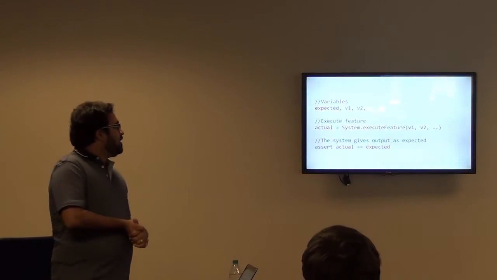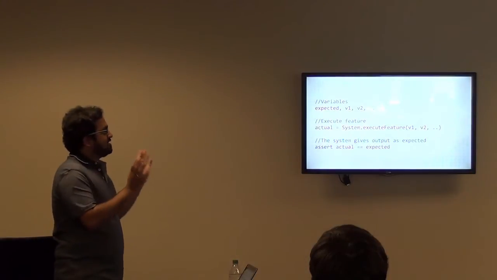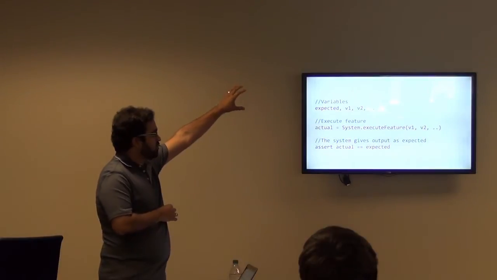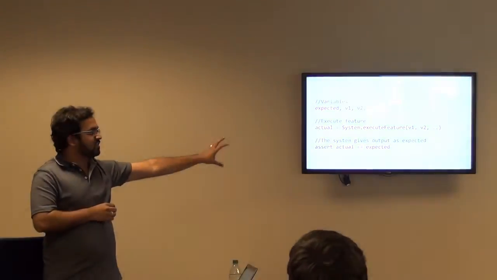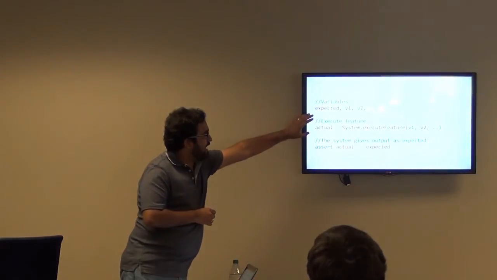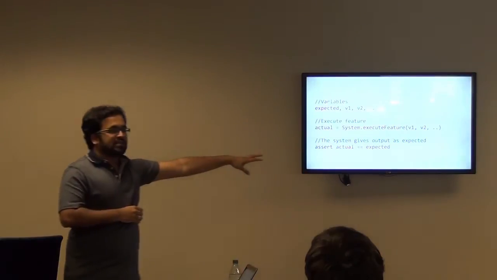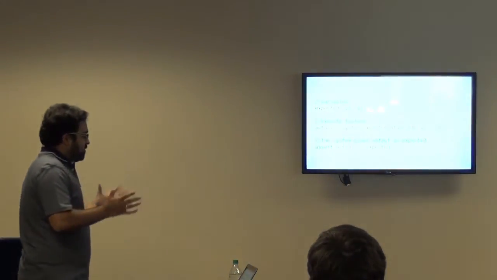So let's take a look at a simple use case over here. It is not fancy. All it is trying to do is it has some variables, V1, V2, and so on. It has a system, and there is a method called execute feature on that system, and we have some expected output of that execute feature method. Then we actually execute the feature and we get the actual output. All we want to do in this test is assert if the actual result is equal to the expected result.